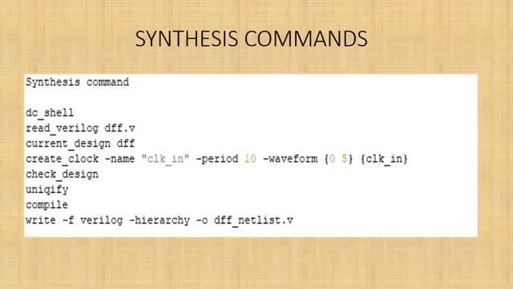The simplest synthesis flow is: you open the tool with dc_shell, you read the RTL code with the read_verilog command, you set the top level module with current_design, and you specify the clock period, waveform, and the clock definition with create_clock minus period and waveform. You check the design, uniquify, and compile, where translation, optimization, and mapping occur, and then you write out the netlist.